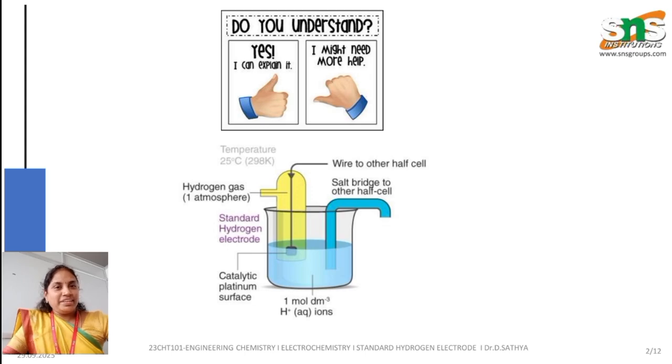Yes, I can explain it. This is the diagram of a standard hydrogen electrode. Here we are using two electrodes; the yellow electrode is called the standard hydrogen electrode. That blue line is called the salt bridge. The solution will be the electrolytic solution. We will discuss the electrode, salt bridge and solution, how it is constructed and what its application is. We will discuss one by one.